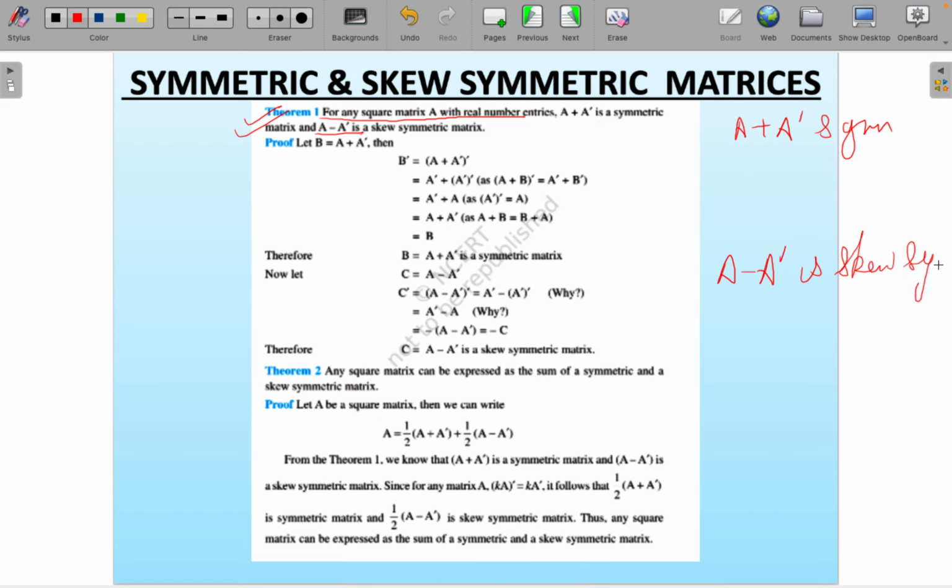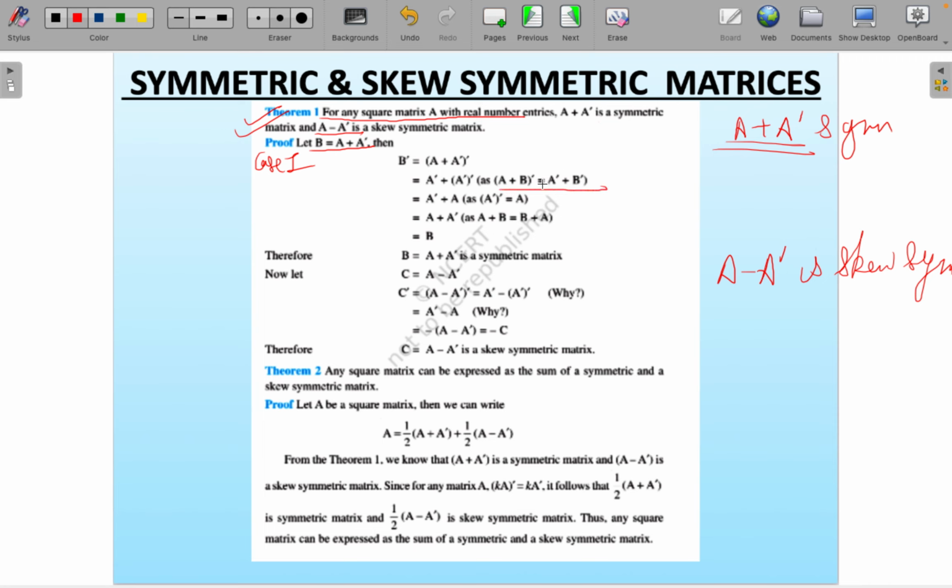Now let's prove it. How will we prove? We will use the properties of transpose. Let me consider the first case. This is case 1, children. I am taking this equal to B. So B is equal to A plus A transpose. Let's take transpose on both sides. So taking transpose, you know the property, right children?